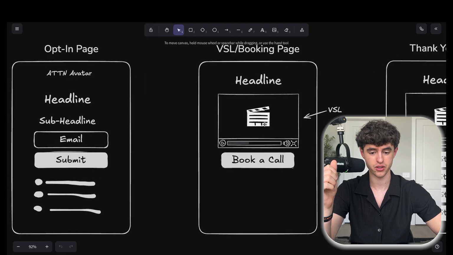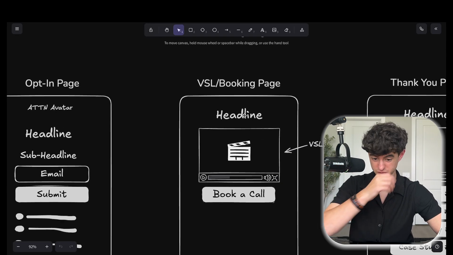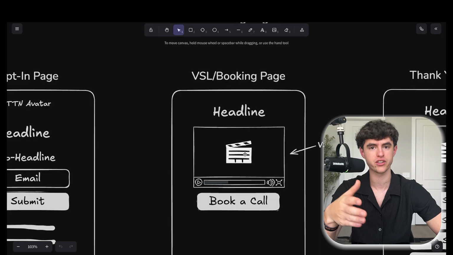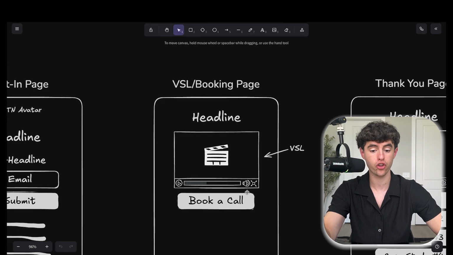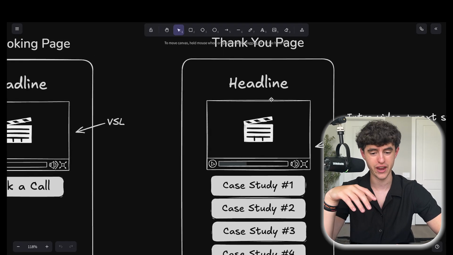This is going to redirect them to the VSL and booking page. You're going to have a video here. The headline, again, step 1, watch this VSL and then book a call with me. They're going to watch it. You're going to, again, go more into the pain points. And then you're just basically going to have another call to action to book a call directly with them in the calendar. And then once they book a call in the calendar, this is where your thank you page comes in.